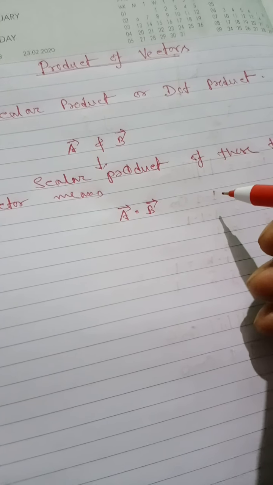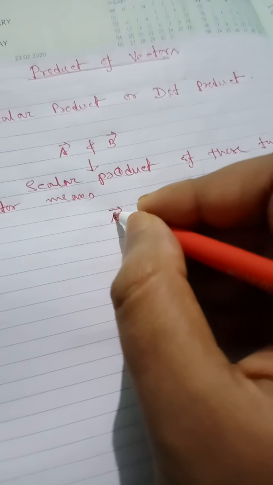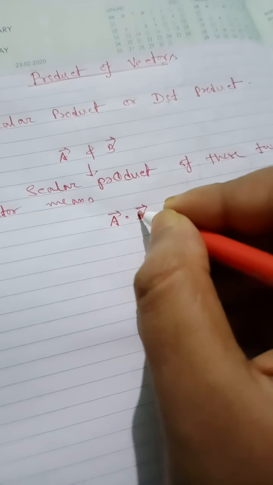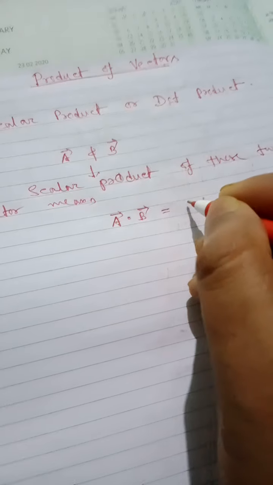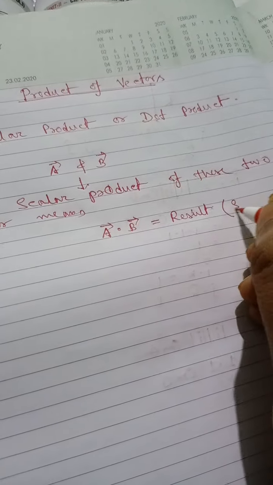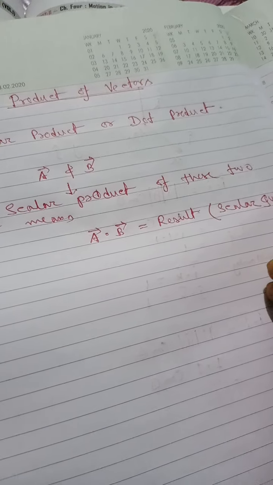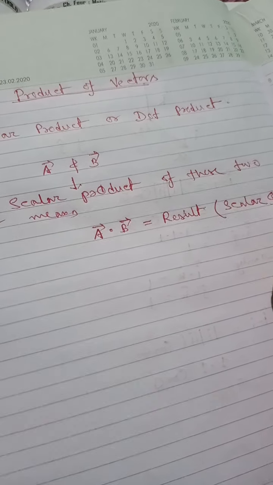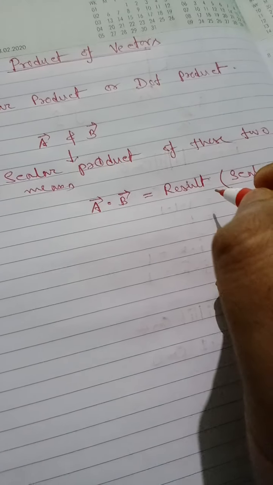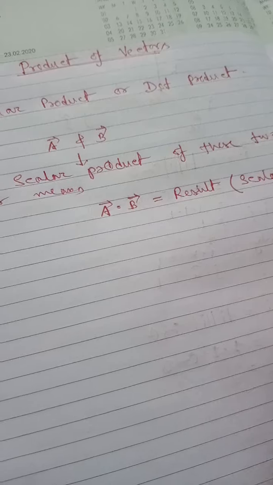Now the question is, why is the name scalar product? If you take the scalar product of these two vectors, we get a result, and this result is a scalar quantity. So the scalar product of two vectors represents a scalar quantity.